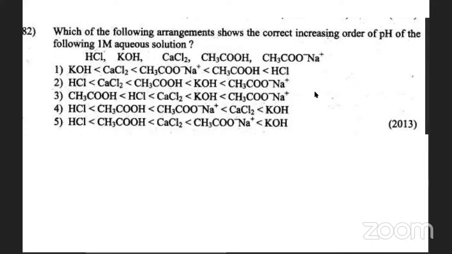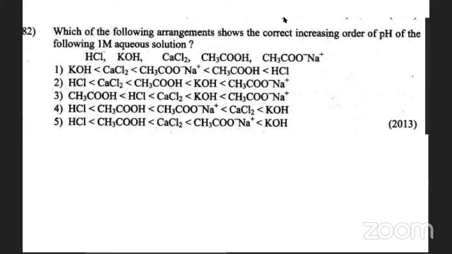Next question comes from 2013 once again, but this time it's not a quantitative one, it's just a qualitative one. Which of the following arrangements shows the correct increasing order of pH of the following 1M aqueous solutions? So all of them have equal concentration. Yes, that's important, because when you compare the pH for different species like this, you need to make sure that their concentrations are more or less the same. Otherwise, sometimes a strong acid with very low concentration might have a greater pH than a weak acid with very high concentration. So we have to make sure we compare similar concentrations.